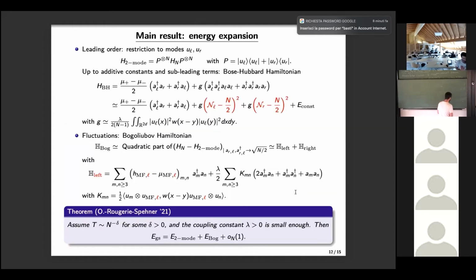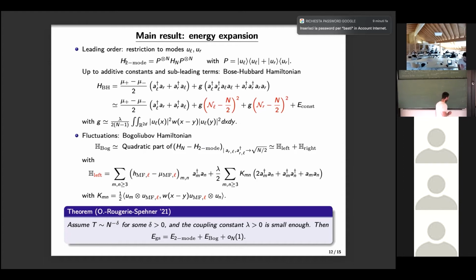Okay, and so our result has a twin companion, which is the energy expansion. So the energy expansion is in terms of quantities that I still have to discuss. To the leading order, what has to matter is the restriction of the many-body Hamiltonian to the two modes that we want to matter at the leading order, right? So we project H_n onto u_left and u_right. This we call the two-mode Hamiltonian.